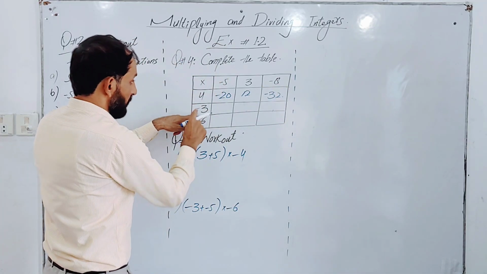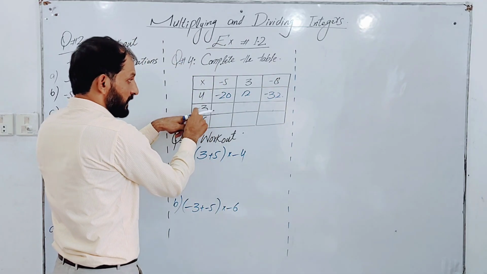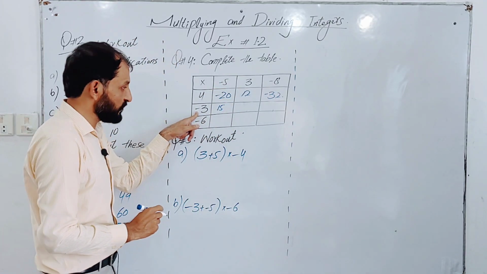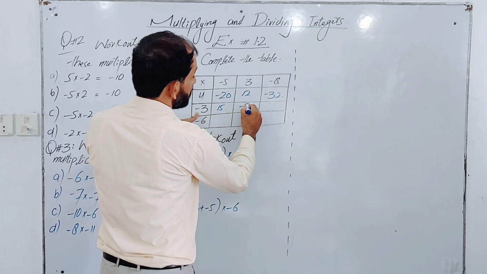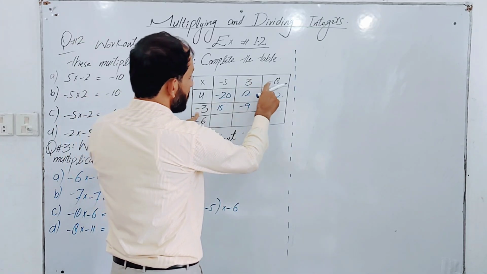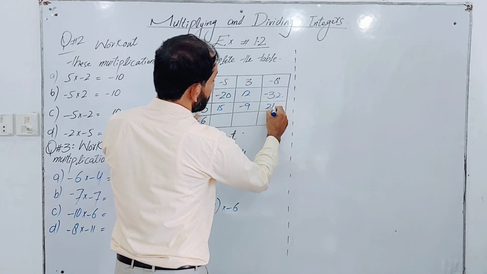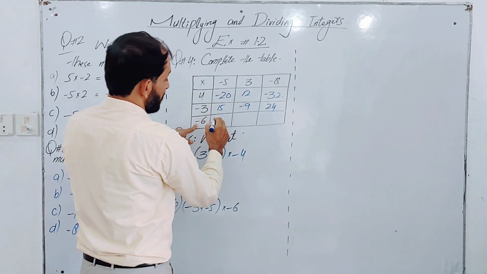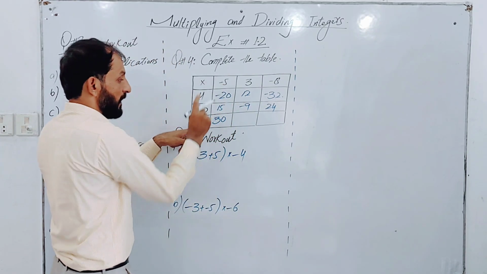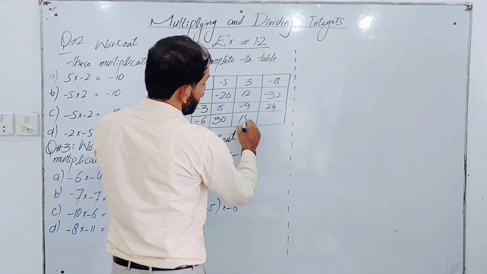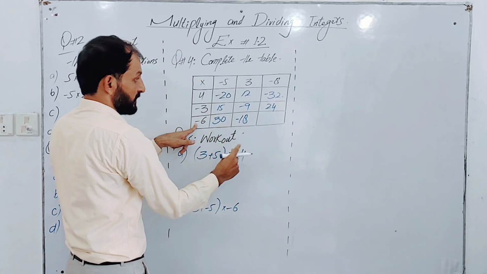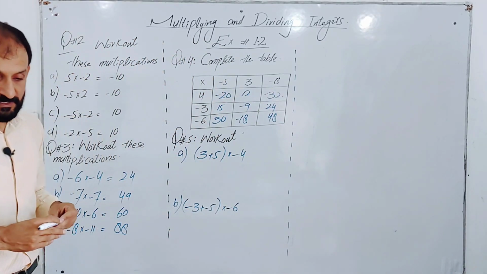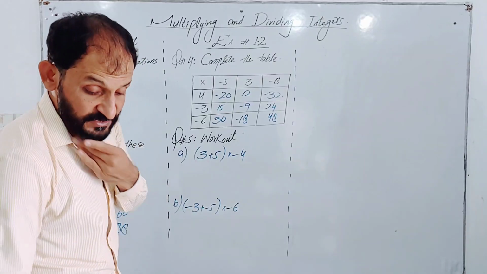minus 32. Minus 3 multiplied by, now it's 3's turn, minus 3 and minus 5, 3 5s are 15, minus minus plus sign we have to use, minus 3 multiplied by 3, minus 9, minus minus plus, 3 8s are 24. Minus 6 multiplied by minus 5, 6 5s are 30, minus minus plus, 6 3s are 18, minus plus minus, 8 6s are 48, minus minus plus 48. This is the solution of question number 4.